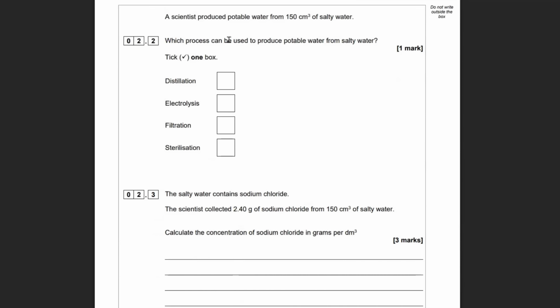2.2: which process can be used to produce potable water from salty water? So you've got some countries where it doesn't rain at all. Places like the United Arab Emirates don't get a lot of rain. How are they going to get their drinking water if there's not so much groundwater because it doesn't rain? So they could use electrolysis, distillation, filtration, sterilization. Which one sounds right? Well, actually, what they're going to do is distillation.